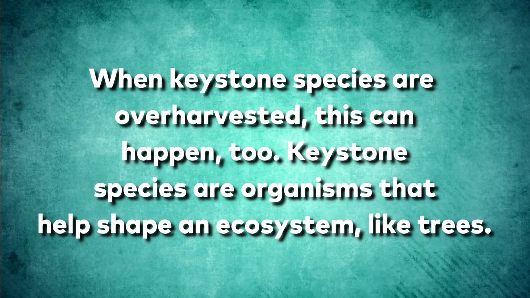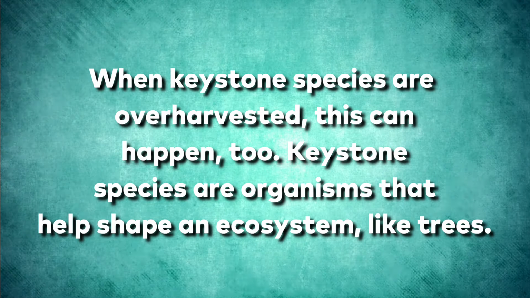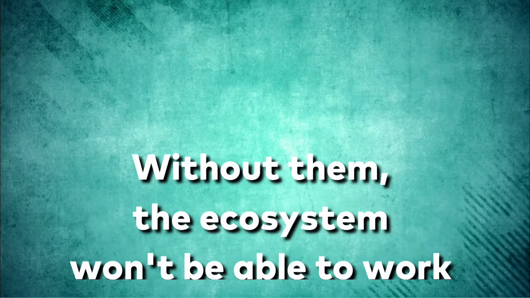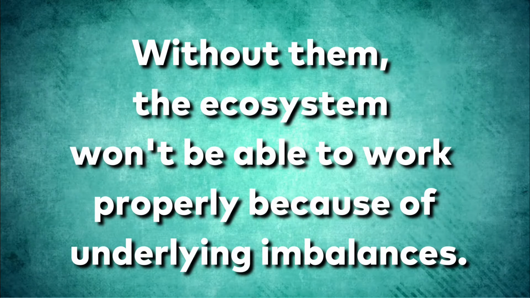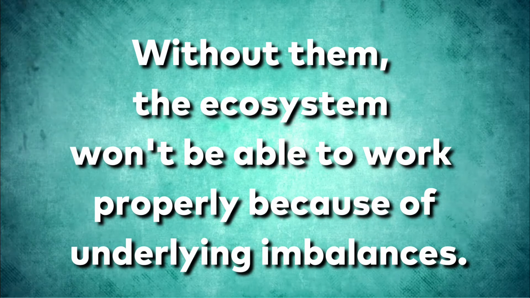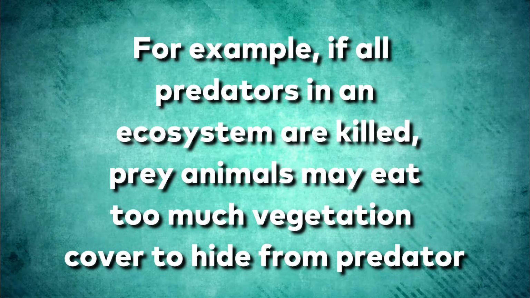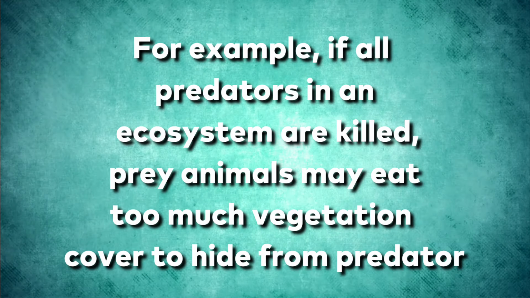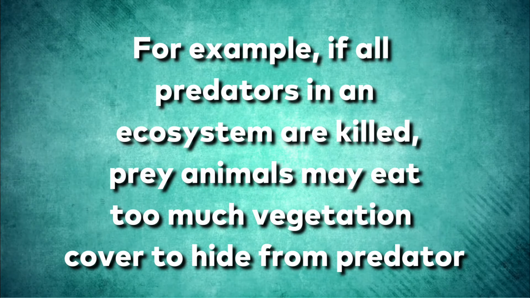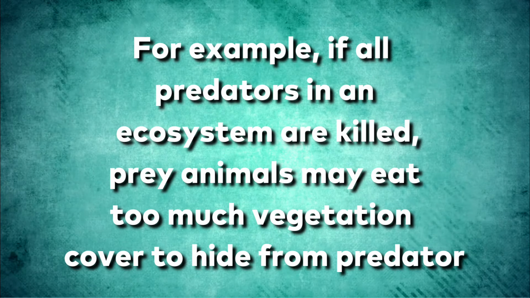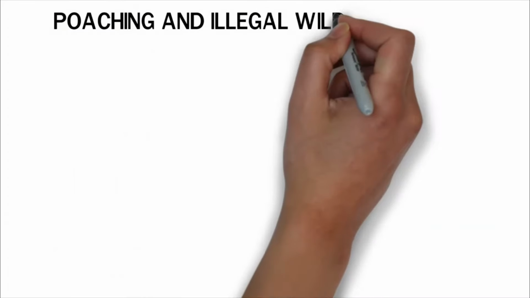Keystone species are organisms that help shape an ecosystem, like trees. Without them, the ecosystem won't be able to work properly because of underlying imbalances. For example, if all predators in an ecosystem are killed, prey animals may eat too much vegetation cover to hide from predators. Poaching and illegal wildlife trade.